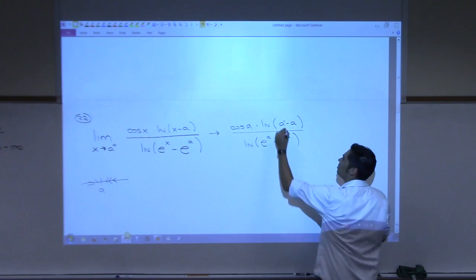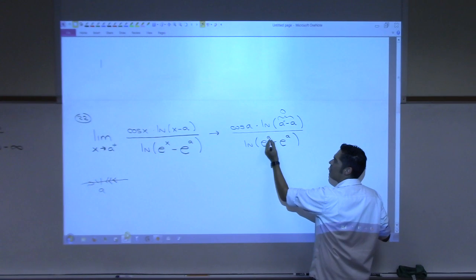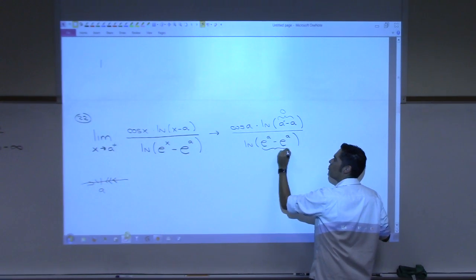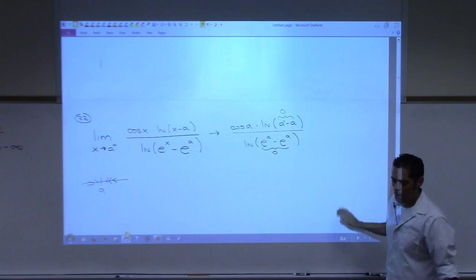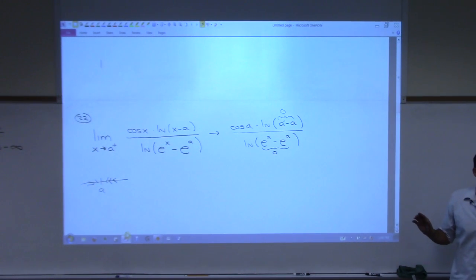A minus a is 0, so this in here is headed towards 0, isn't it? And e to the a minus e to the a is also headed towards 0. It's not 0 over 0. What is natural log of 0?